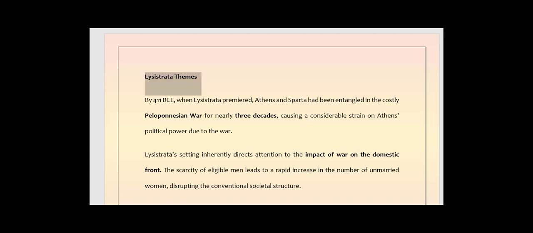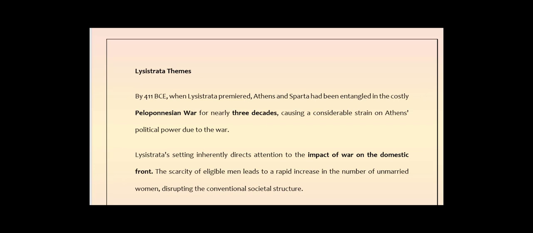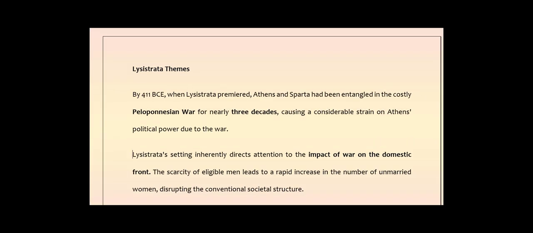Hello and welcome. Today we will talk about Lysistrata. This is a play which is a part of the syllabus. In fact, this play has been a part of the syllabus in the university for several years, and it is also a part of various other university syllabi. So without wasting time, let me begin talking about Lysistrata.